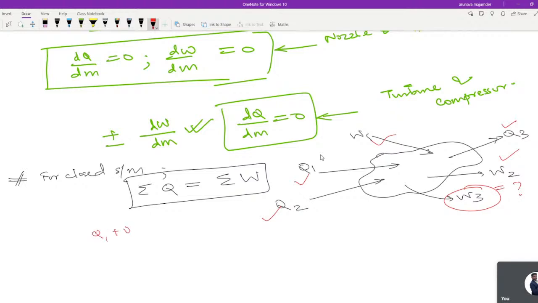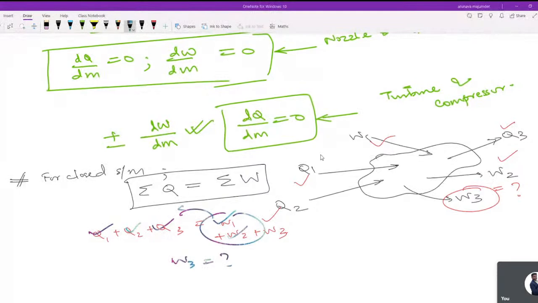You have to do Q1 plus Q2 plus Q3 equals W1 plus W2 plus W3. All these values are known, so keep this on the other end, and you will find the value of W3. Right? Some simple problems might come from this.